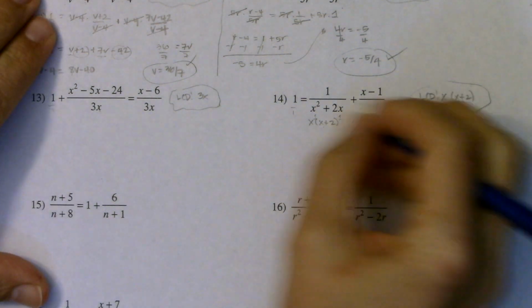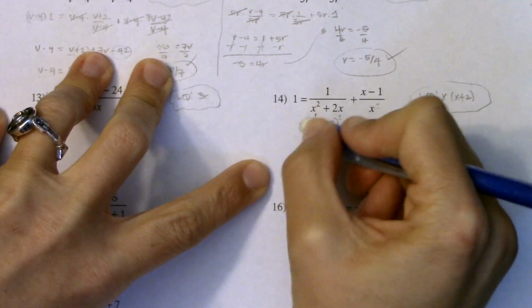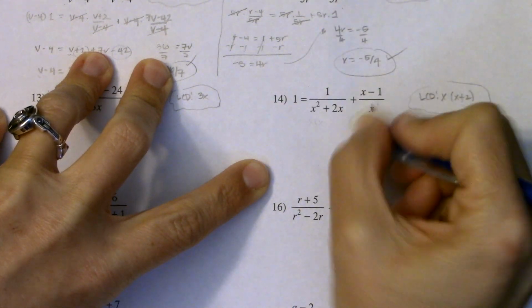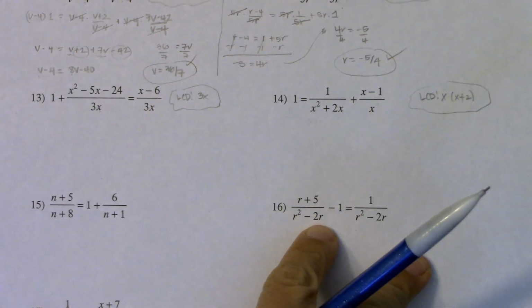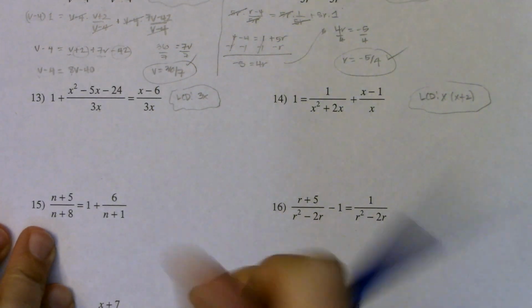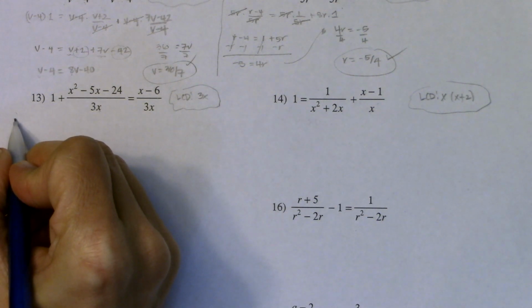Okay, so I'm going to erase my little LCD work because this gets really tight. I don't have a ton of space. And then I'm going to go ahead and multiply every term in both equations by their respective LCDs. And let's see what cancels. But I'm going to do 13 first. So I'm going to start over here on the left just to give myself some space.